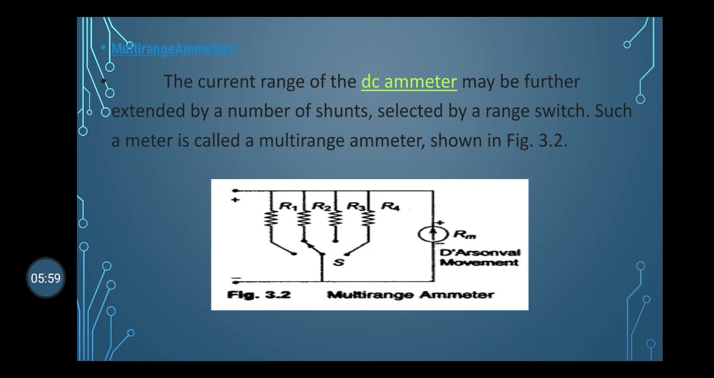As the figure shows, the different values of resistances, that is R1, R2, R3, R4, are connected in parallel with the meter movement through the selector switch. The current range of the DC ammeter may be further extended by a number of shunts connected by the range switch. Such a meter is known as the multi-range ammeter. This is shown in the below figure.